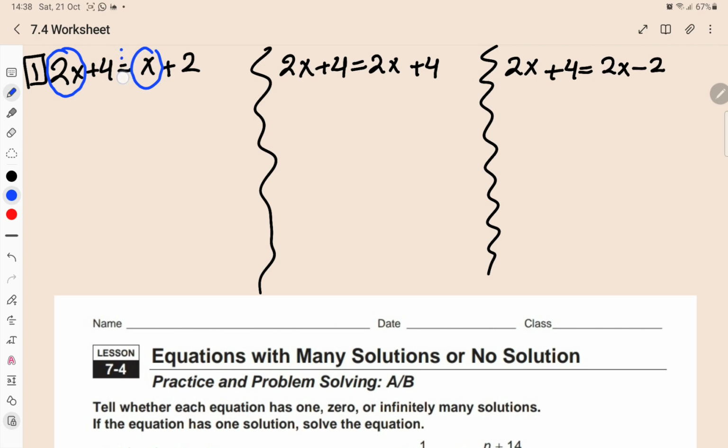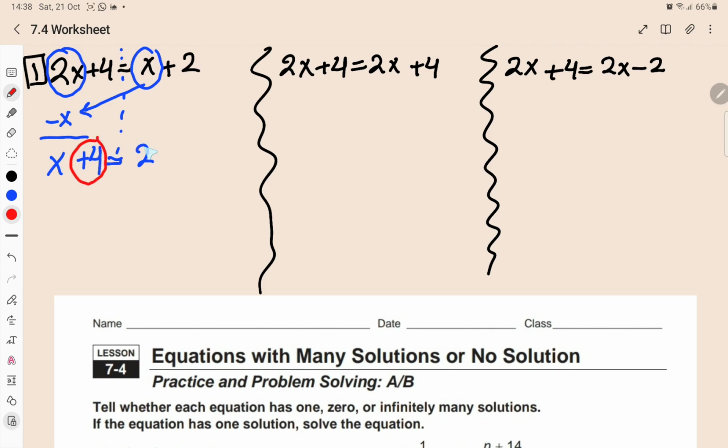Let's combine. This is the right hand side and this is the left hand side. X can move to the left hand side. It was positive, so when it moves, it will move with negative. So now it becomes 2x minus x is x plus 4 equals, what do you still have on the right? Just the 2. So x plus 4 equals 2 again.